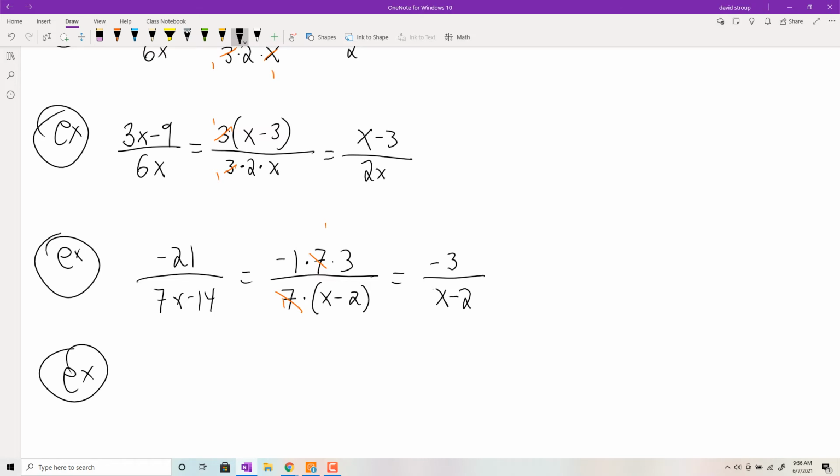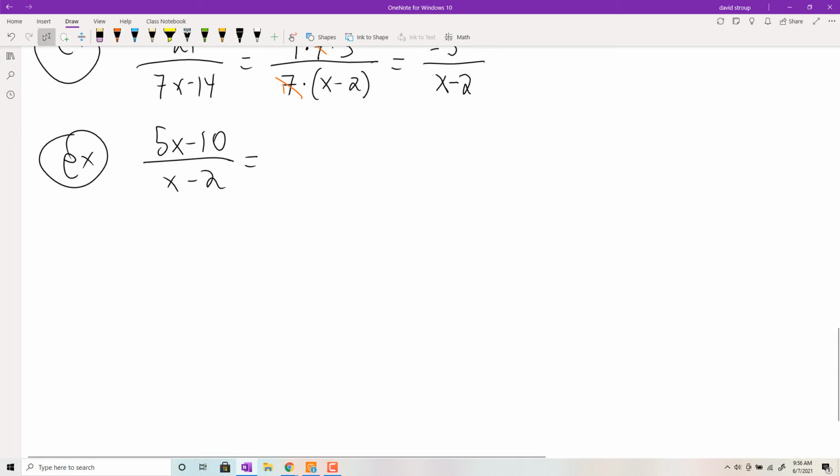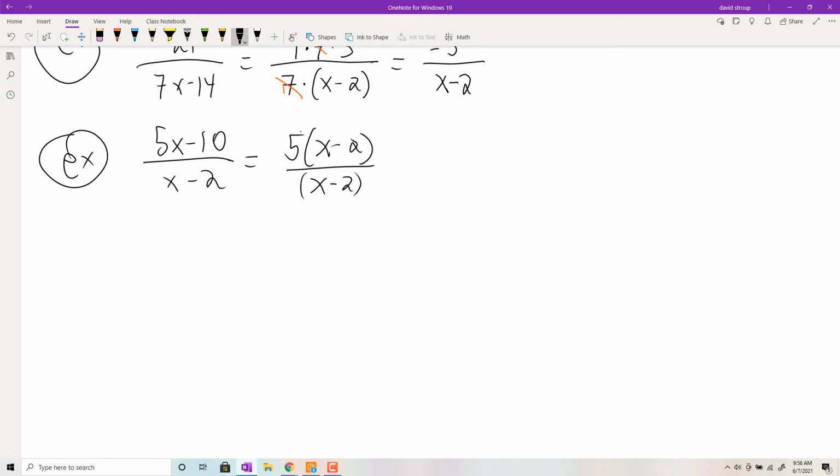Let's look at another. So we have 5x minus 10 all over x minus 2. In the numerator, I can factor a 5. I have 5 times x minus 2. In the denominator, you have this one factor of x minus 2. So we can remove those factors, replace them with 1. So we end up with 5 times 1 all over 1. 5 divided by 1 is just 5. Okay.